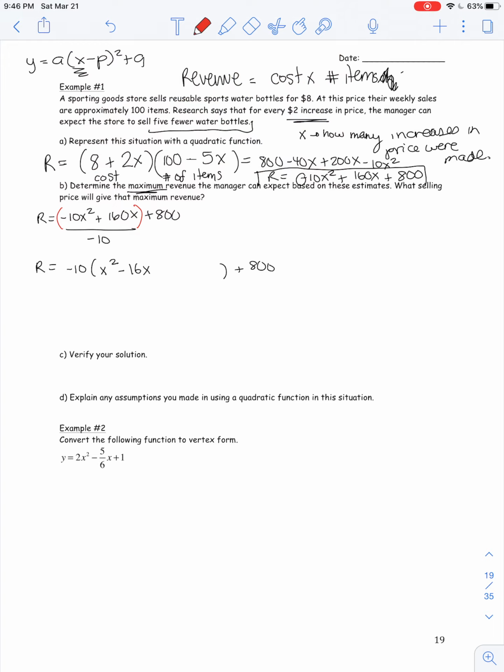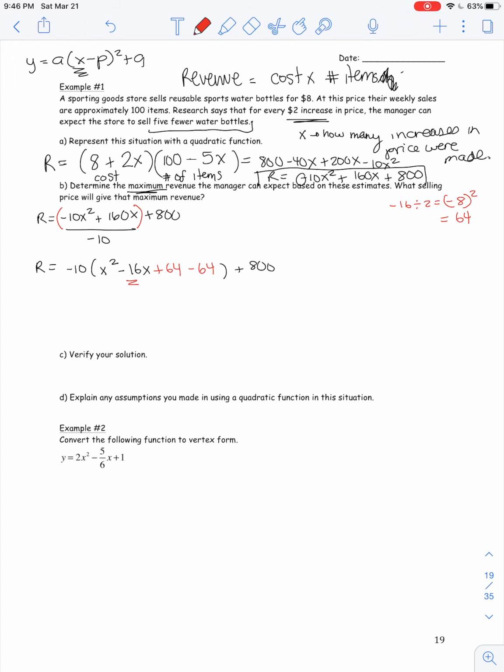Now our next step is we're going to have to figure out what half this number is, just like in the previous example, and then we're going to have to square it. So half of negative 16 is negative 8, and when we square that, we get positive 64. We always have to add first and then subtract that same number. So we're technically adding in a 0, which doesn't change what the equation actually means. So that's why we do this.